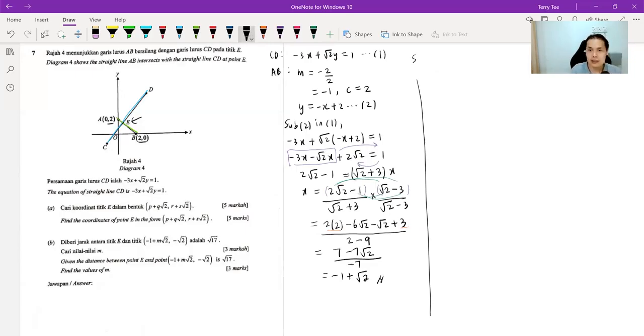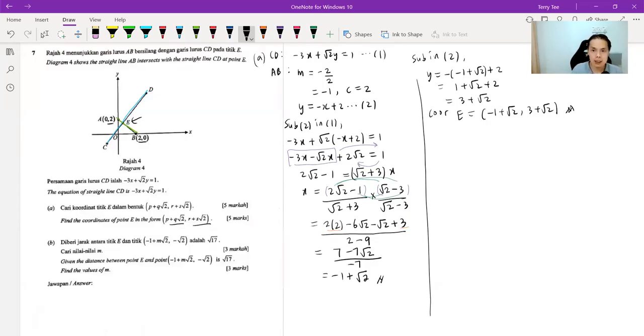So I'm going to substitute into equation number 2. My y is now negative, minus 1 plus root 2, with the plus 2 here. Multiply inside, it is 1 plus root 2 plus 2. My y is 3 plus root 2. The question says to give your answer in this form. So therefore, coordinate point E, write the x first, minus 1 plus root 2, then the y, 3 plus root 2. All right, so that is your part A.